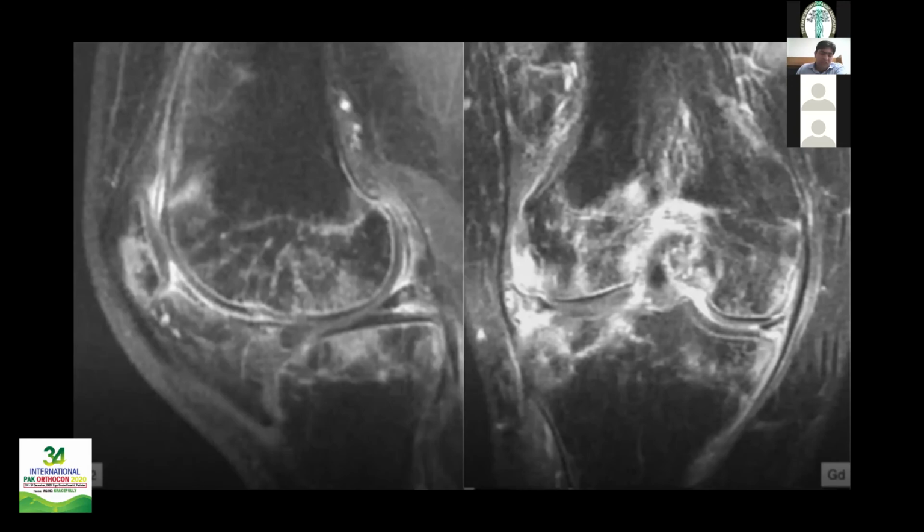This is a post-contrast image. So here you can see that there is diffuse enhancement of the synovium and the tibial and the femoral condyles. So this was a case of tuberculous arthritis.